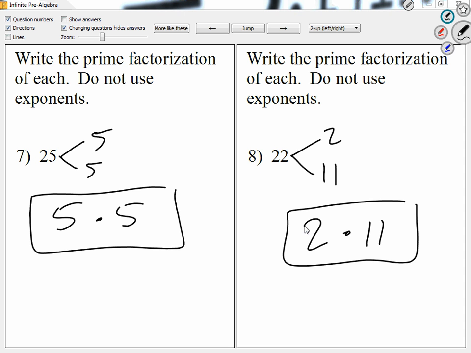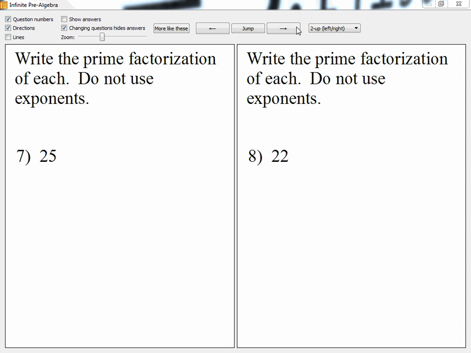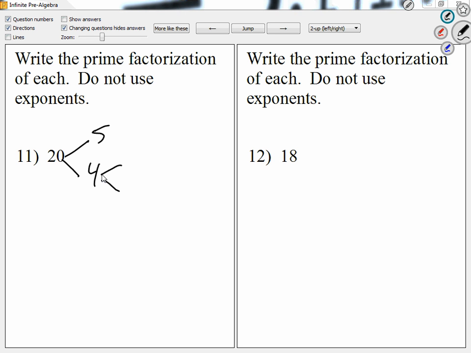11? Alright, let's take a look at question number 11. Give me any 2 numbers. So again, we're trying to go smaller numbers. Any 2 numbers that multiply equals 20. 5 times 4, okay. 5 is prime, so I'm not going to be able to break it, but 4 is not. Give me 2 numbers that multiply equals 4. 2 and 2. So I'm just going to write 2 times 2 times 5. We try to list them from small to large. So that's why I wrote the 2's first.